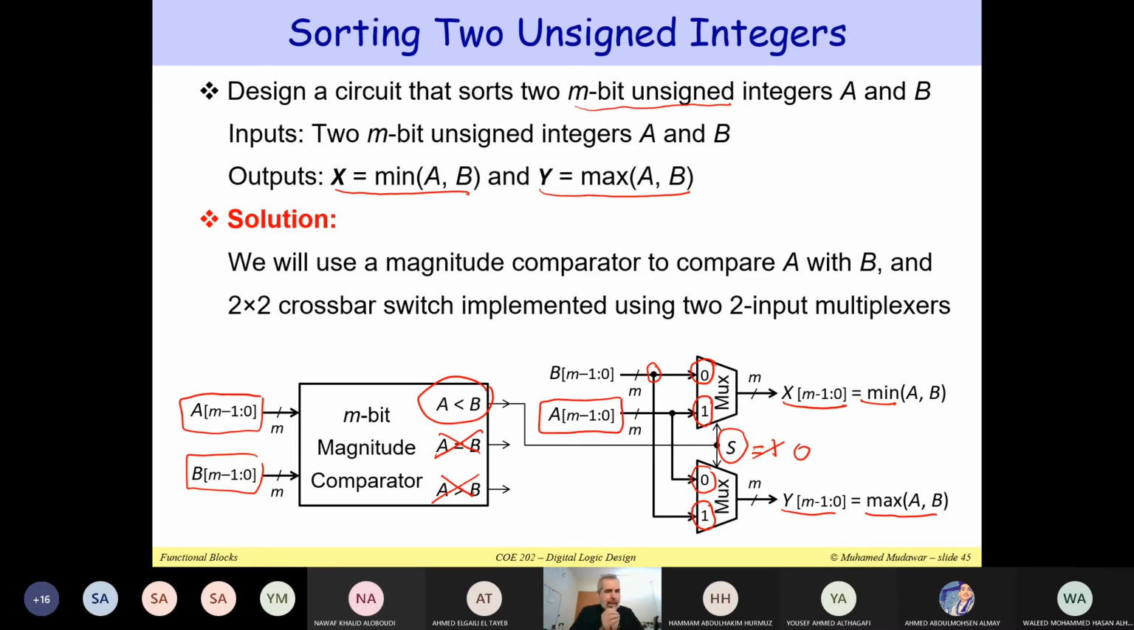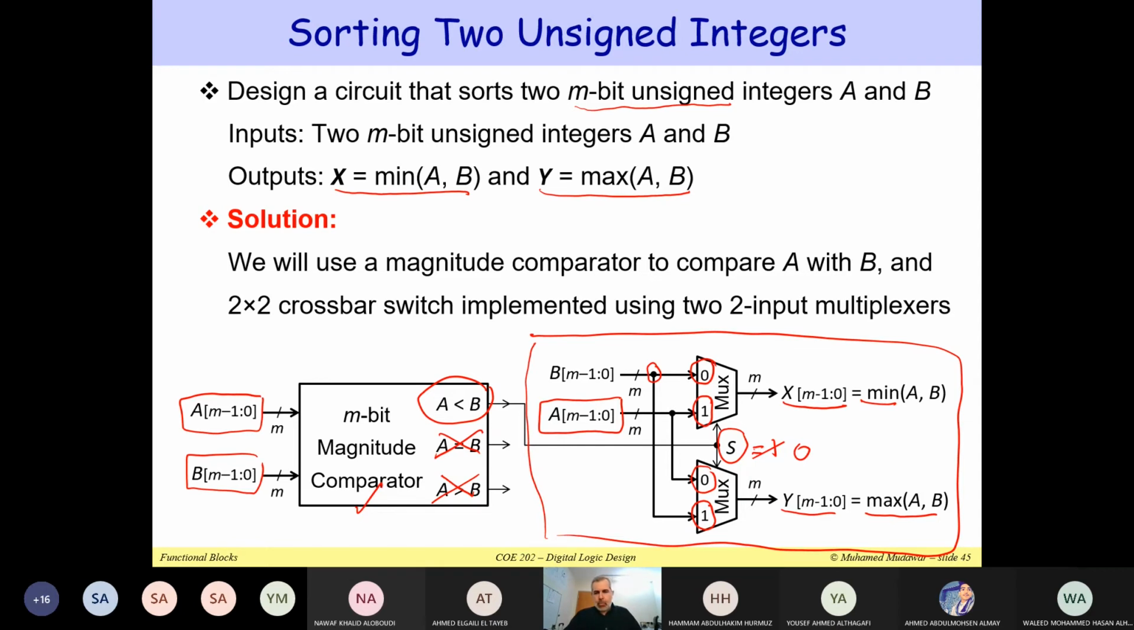So this is basically how we can design a circuit that does the sorting of two unsigned integers. We use a magnitude comparator to compare A with B. We took the less than output and we use it for selecting what will be the minimum and what will be the maximum. So we use here a 2x2 crossbar switch. This is my crossbar switch here, and we have already implemented the crossbar switch in the previous slide using two-input multiplexers.